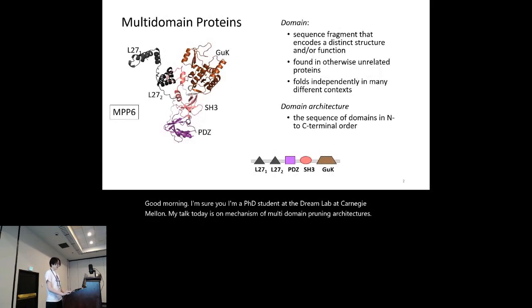Multi-domain proteins are mosaics of sequence segments that encode structural or functional units called domains. These segments are found in otherwise unrelated proteins and can fold into a characteristic shape in many different contexts.